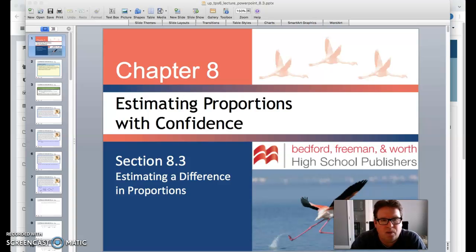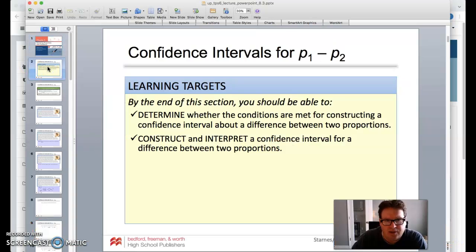All right, welcome back. Here we're in the last section of Chapter 8, Section 8.3, where we're going to estimate the difference in proportions. It's kind of a shorter chapter. By the end, we should be able to determine whether the conditions are met for constructing a confidence interval about a difference between two proportions, and then construct and interpret a confidence interval, making sure we can use that four-step process that we used before.